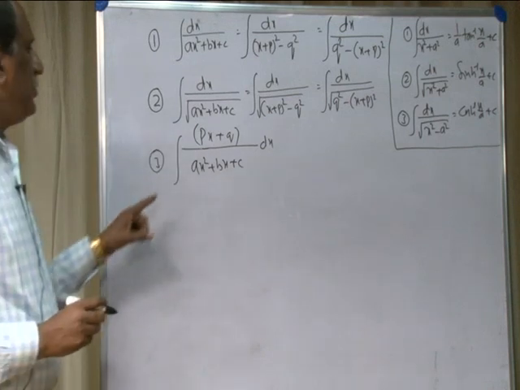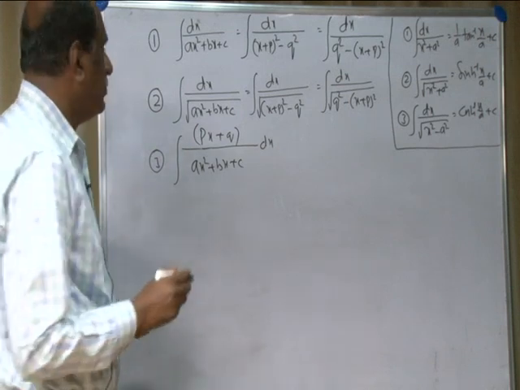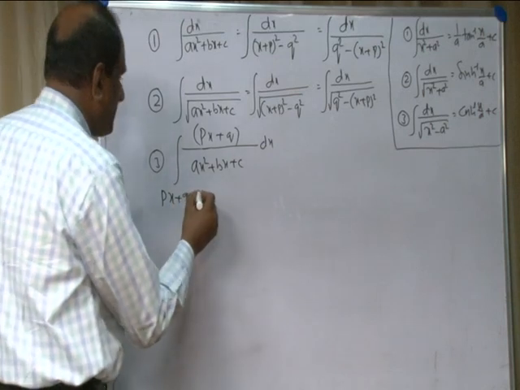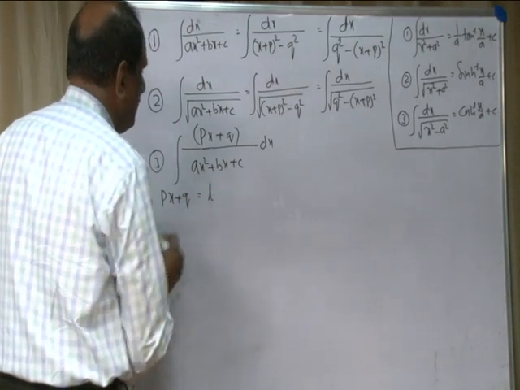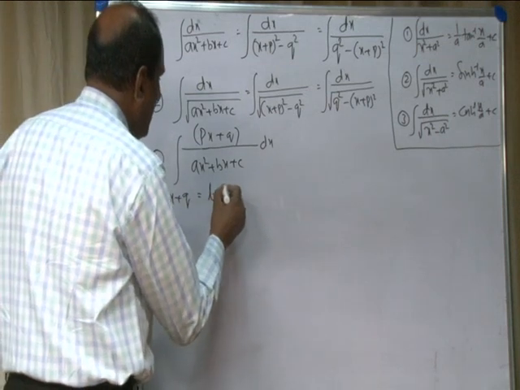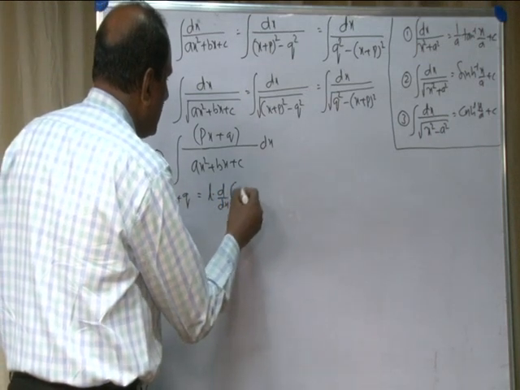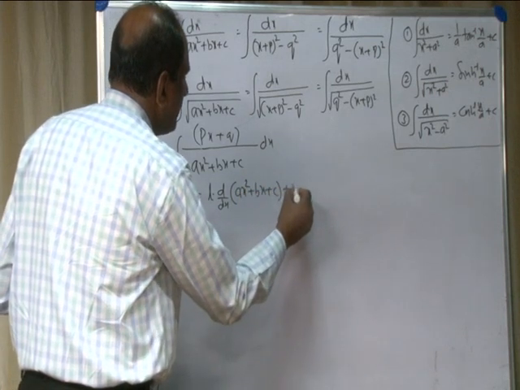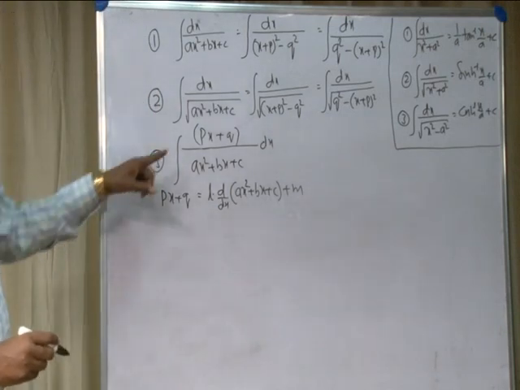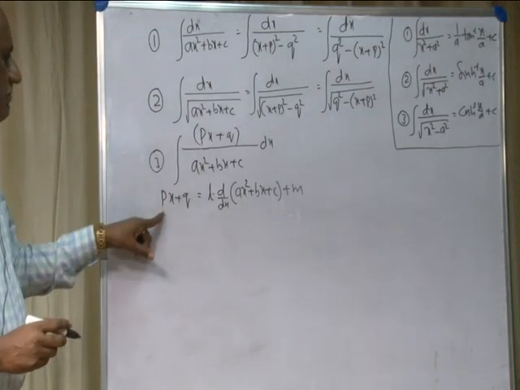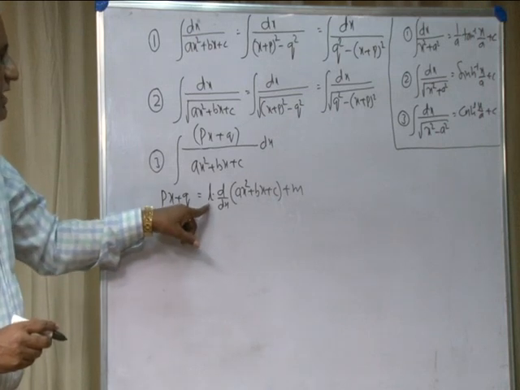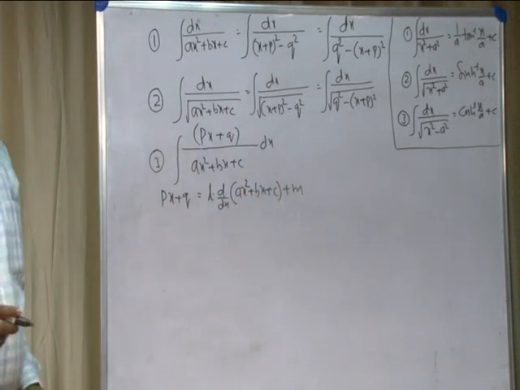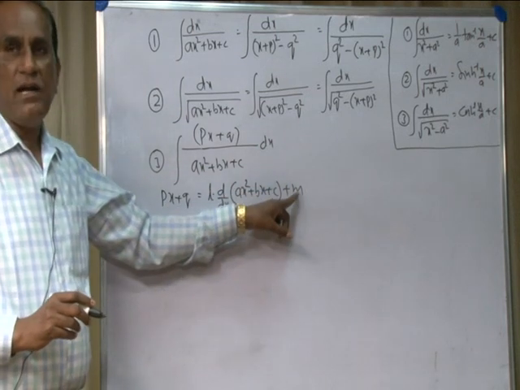Now, write the numerator Px plus Q as L into d by dx of the denominator, that is Ax square plus Bx plus C, plus M. See here, the numerator can be expressed as Px plus Q is equal to L into d by dx of the denominator plus M. L and M are constants.